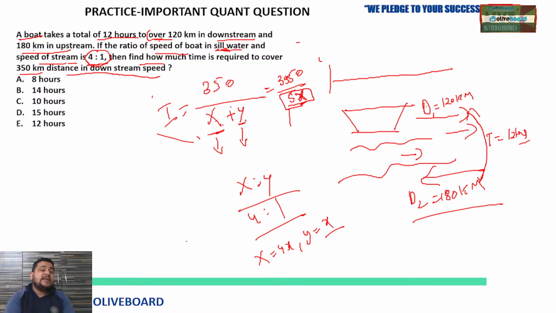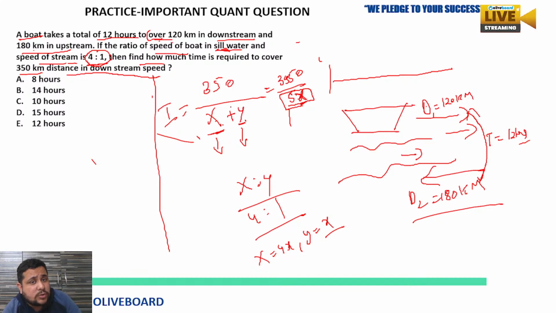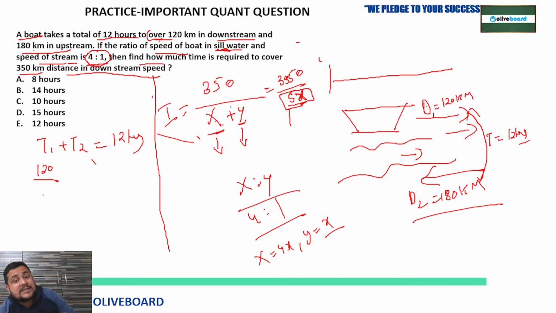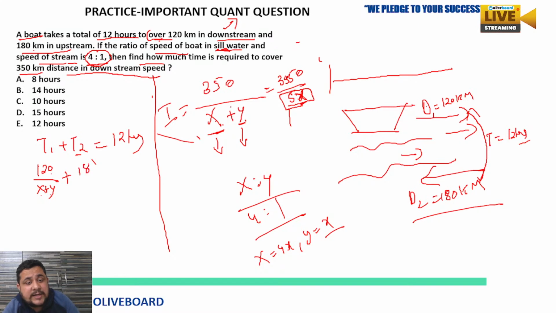How will you determine it by the given data? They have given us one relation: the boat takes a total of 12 hours to cover 120 kilometers and 180 kilometers. So T1 plus T2 is equal to 12 hours. Time is equal to distance upon speed. Distance 1 is 120 kilometers, and that is downstream, not upstream, so x plus y is the downstream speed. Plus T2: distance 2 is 180 kilometers, divided by the upstream speed, which is the difference between the speed of the boat in still water and the speed of the stream, x minus y, is equal to 12.